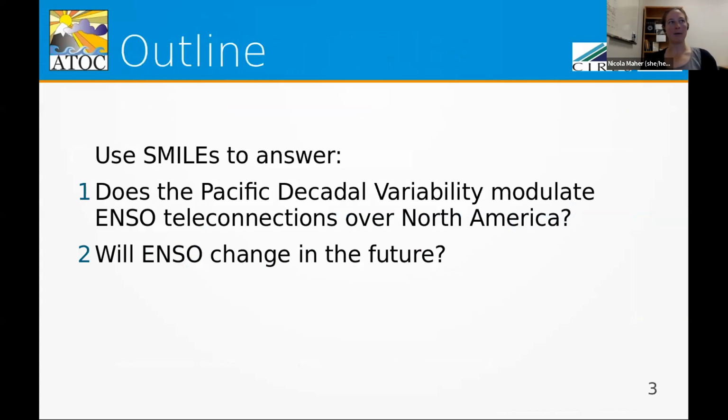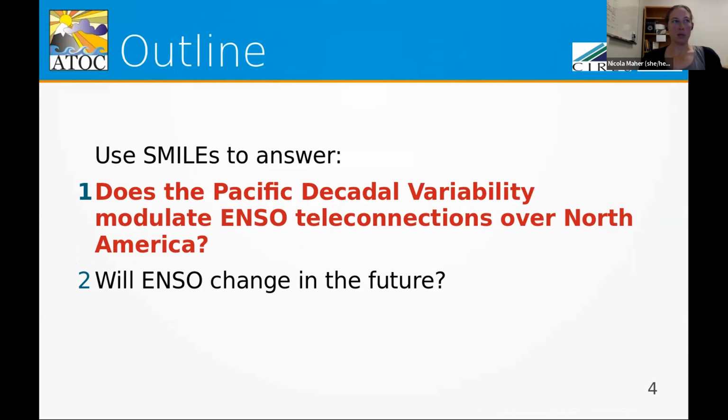Today I'm going to use those SMILEs to answer two different questions. First, I'm going to look at whether Pacific decadal variability modulates ENSO, or El Niño Southern Oscillation, teleconnections over North America. And second, I'm going to look at whether ENSO itself changes in the future. So we're going to start with question one and look at the teleconnections over North America.